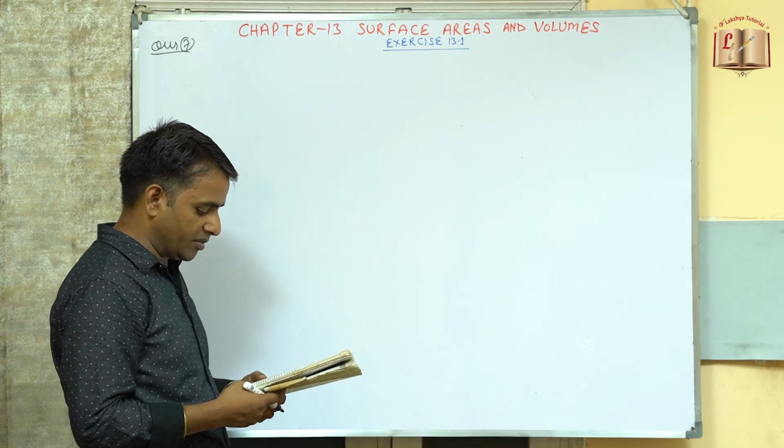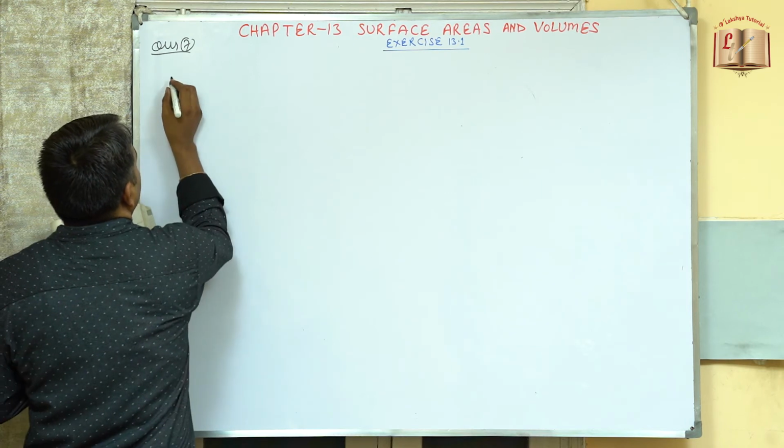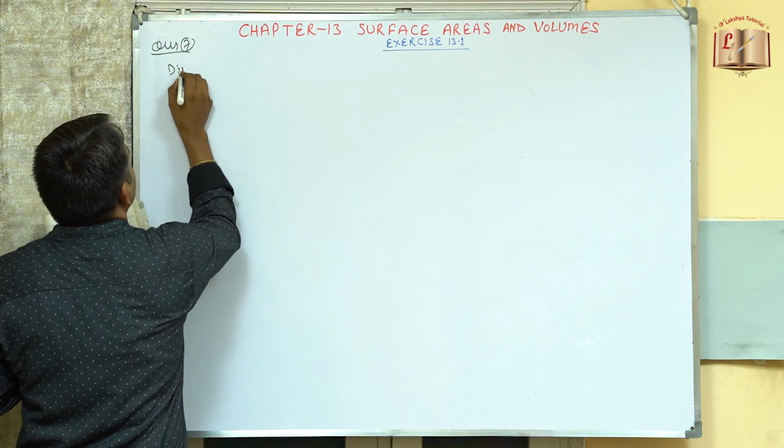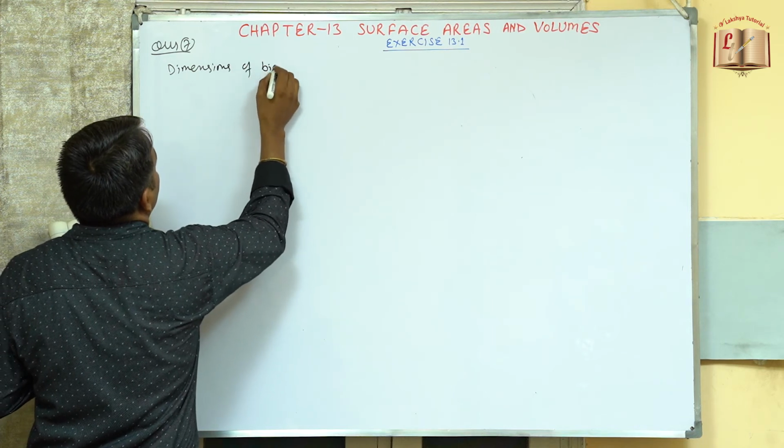So that will be the total, smaller and bigger one. So first of all we'll find the dimensions of the bigger box.